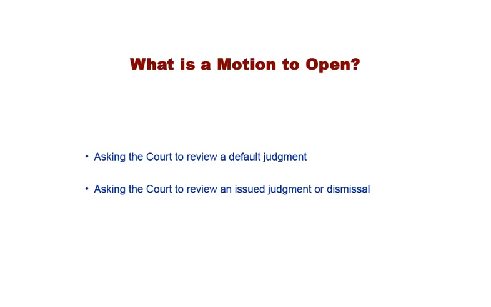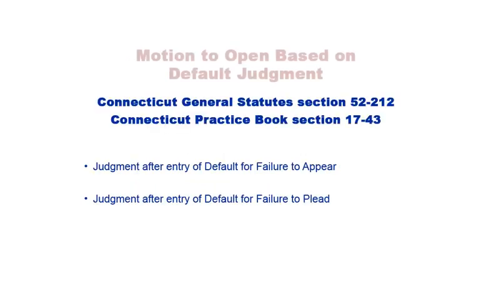What is a motion to open? A party may want to file a motion to open when he or she is asking the court to review a default judgment, such as a judgment after entry of a default for failure to appear or a default for failure to plead. A party may want to file a motion to open when he or she is asking the court to review a judgment that has been issued.